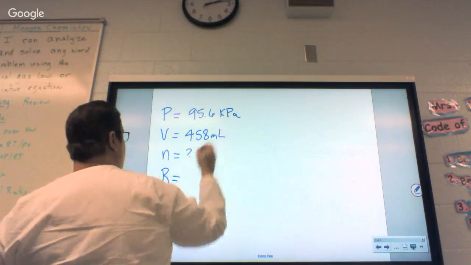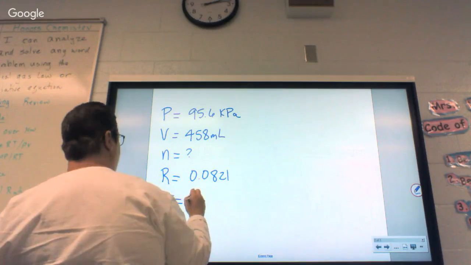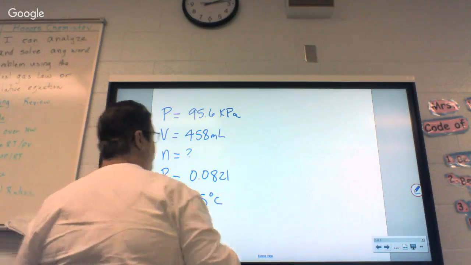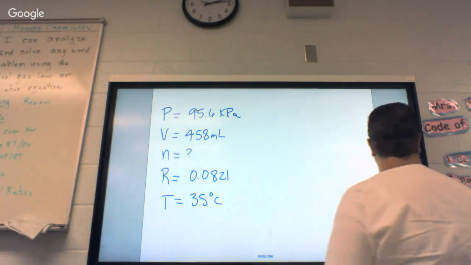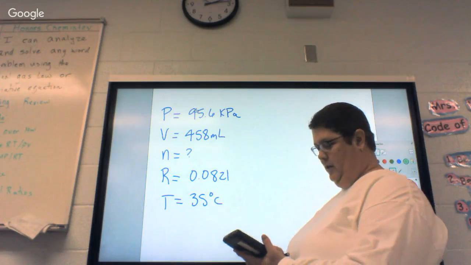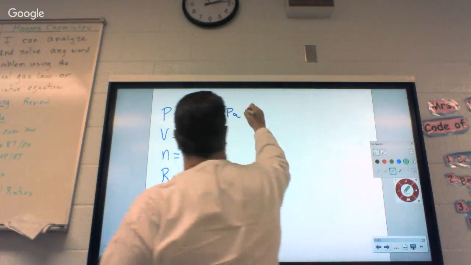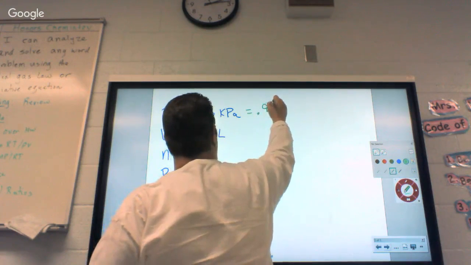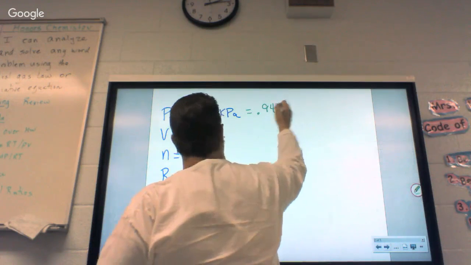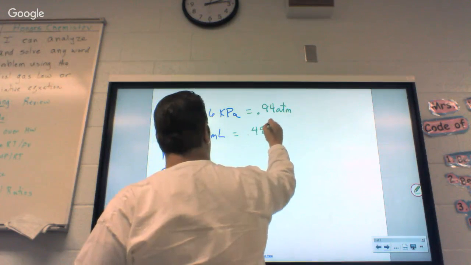What's R? And what's temperature? Are we good on our units? No, none of them. So 95.6 divided by 101.325 is 0.94 atm. And 458 milliliters will be 0.458 liters.